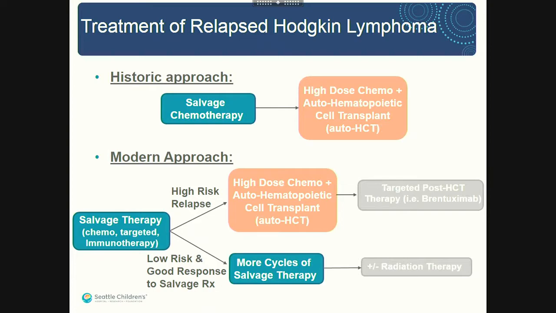So if you have patients that have high-risk features with their relapse, we're still doing the same salvage therapy and then getting them to transplant. But in patients that have had either pretty minimal therapy up front or they've relapsed with favorable features, we are thinking about trying to salvage them with chemotherapy or immunotherapy alone and not doing that auto stem cell transplant. And part of how we're able to do that is that we do have some better agents, some more targeted agents, and as I said, immunotherapy.